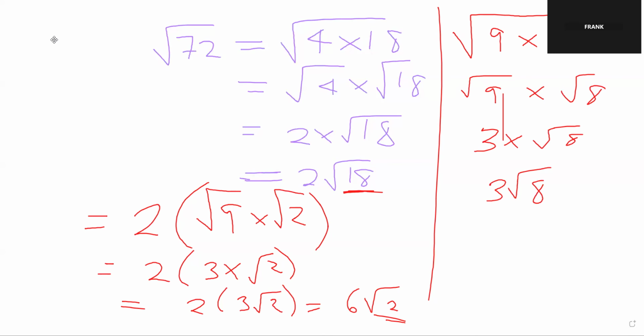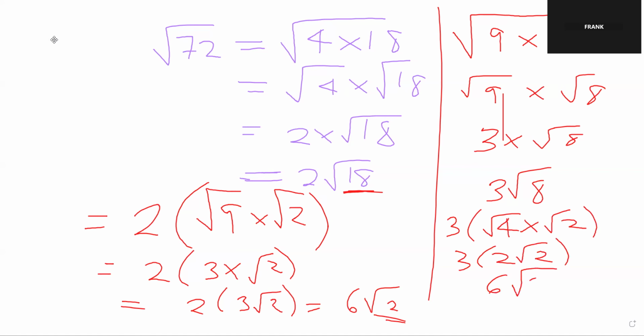Why? Because our root of 8 is also a reducible set. So we can reduce it further. So leave out this 3. Root 8 becomes root 4 times root 2. And that becomes 2 root 2, right? And that's 3 times 2, 6 root 2.